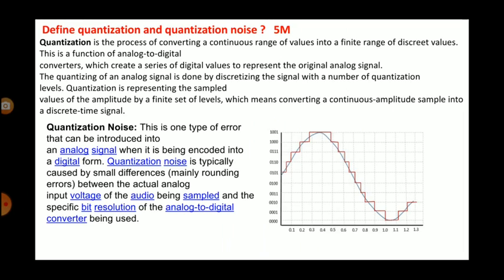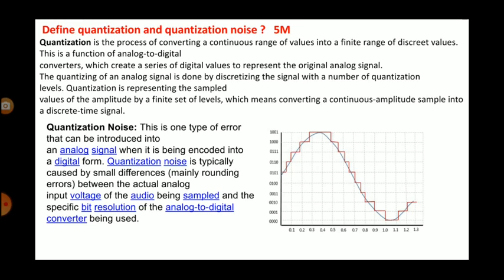Quantization is the process of converting a continuous range of values into a finite range of discrete values. This is a function of analog to digital converters, which create a series of digital values to represent the original analog signal. The quantizing of an analog signal is done by discretizing the signal with a number of quantization levels. Quantization is representing the sampled values of the amplitude by a finite set of levels, which means converting a continuous amplitude sample into a discrete time signal.